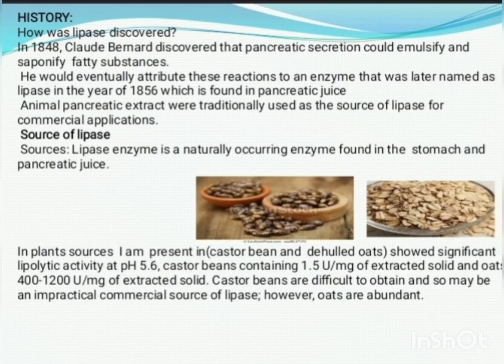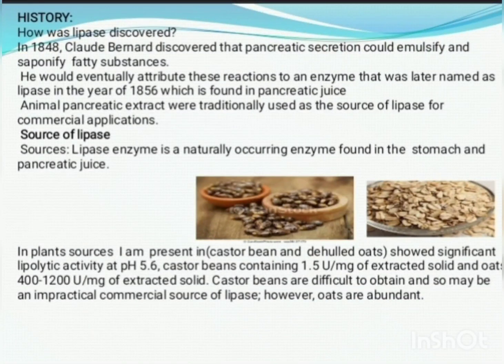He would eventually attribute these reactions to an enzyme that was later named lipase in the year 1856, which is commonly found in the pancreatic juice. Animal pancreatic juice extract was traditionally used as the source of lipase for commercial applications. Source of lipase is generally in the stomach and pancreatic juice. In plants, sources are present in the castor bean and oats.